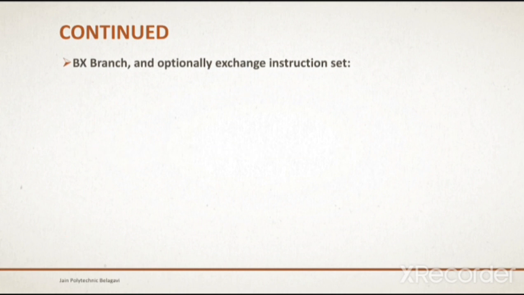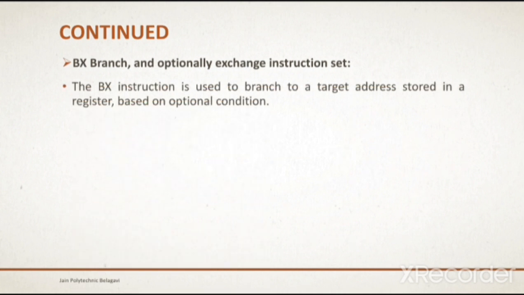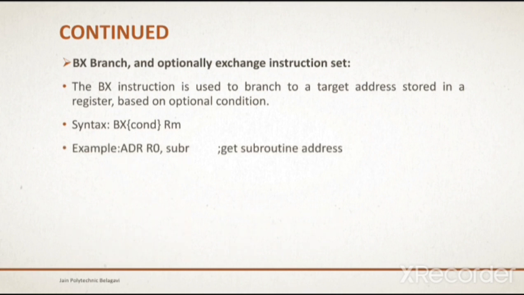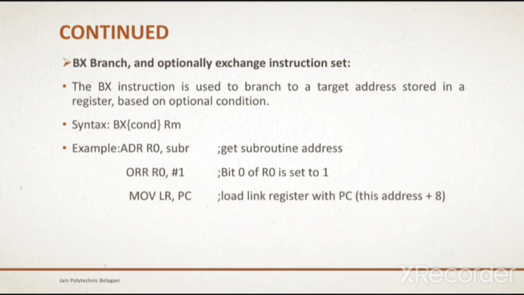BX, branch and optionally exchange instruction set. The BX instruction is used to branch to a target address stored in a register based on an optional condition. The syntax for the BX branch is shown. For example, ADR R0, SUBR will get the subroutine address, then ORR R0, R0, #1, so bit 0 of R0 is set to 1.